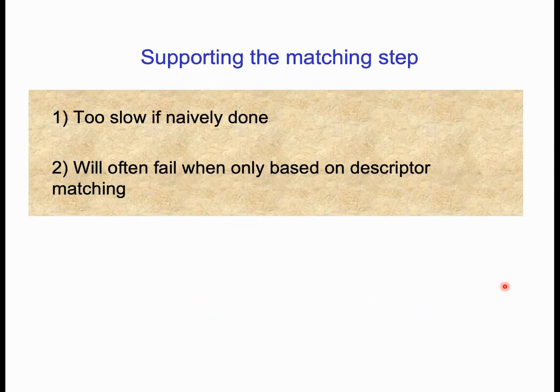So let's first talk about the first part, which is the visual words. Now, we want to support the matching step. And we talked about the fact that if I want to do matching in a naive way, for each test image, I have to compare all the features extracted from the test image with all the images in my training database. Now, this can be really, really slow. So what can we do to actually improve its speed?